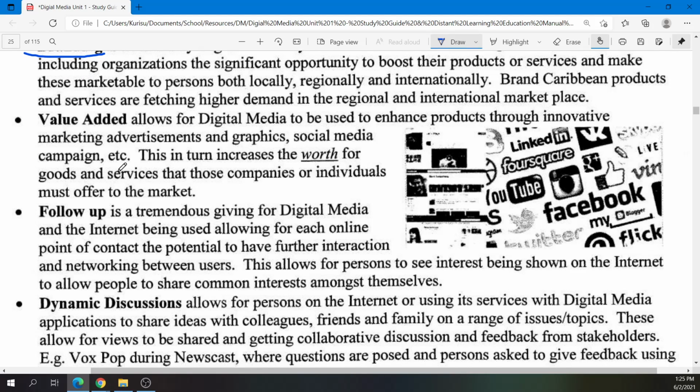Value added, Alia. Value added allows for digital media to be used to enhance products through innovative marketing, advertisements, and graphics, social media campaign, etc. This in turn increases the worth for goods and services that those companies or individuals must offer to the market. So what is value added?